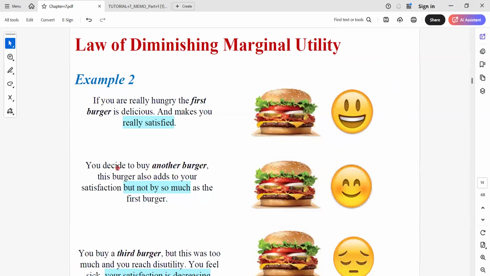Here they're illustrating the law of diminishing marginal utility to say that when you eat your first burger, you are really satisfied. You can see this person is happy. Then you decide to buy another burger. You see, the person is still smiling. So you decide to buy another burger. This burger also adds to your satisfaction, but not by so much as the first burger.